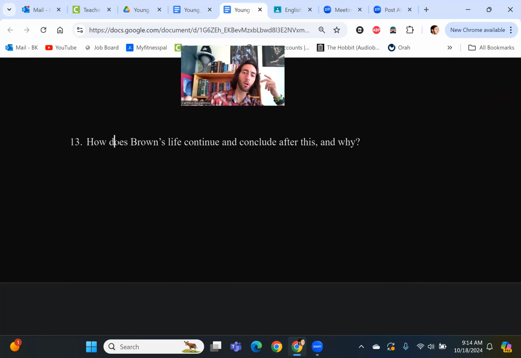Number 13, how does his life continue and conclude after this, and why? Why does he live such a miserable life after this? What is Hawthorne trying to say here? He lives this miserable life because he loses his relationship with faith and with everyone else. He no longer trusts anyone else. He no longer trusts his wife.